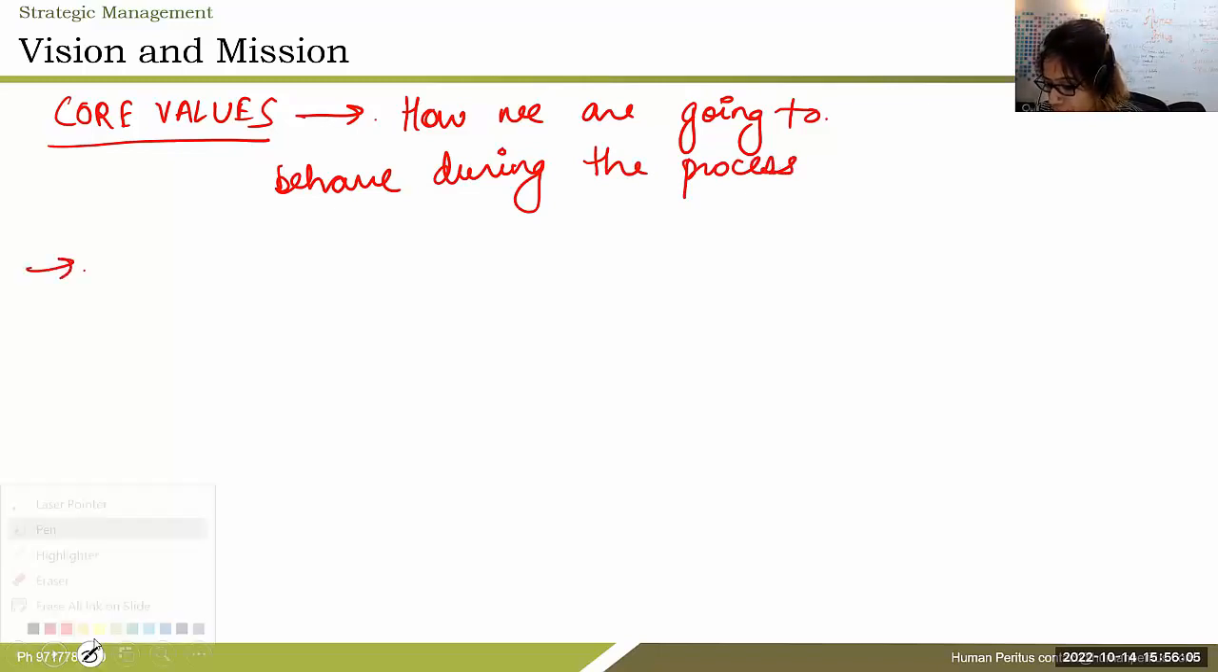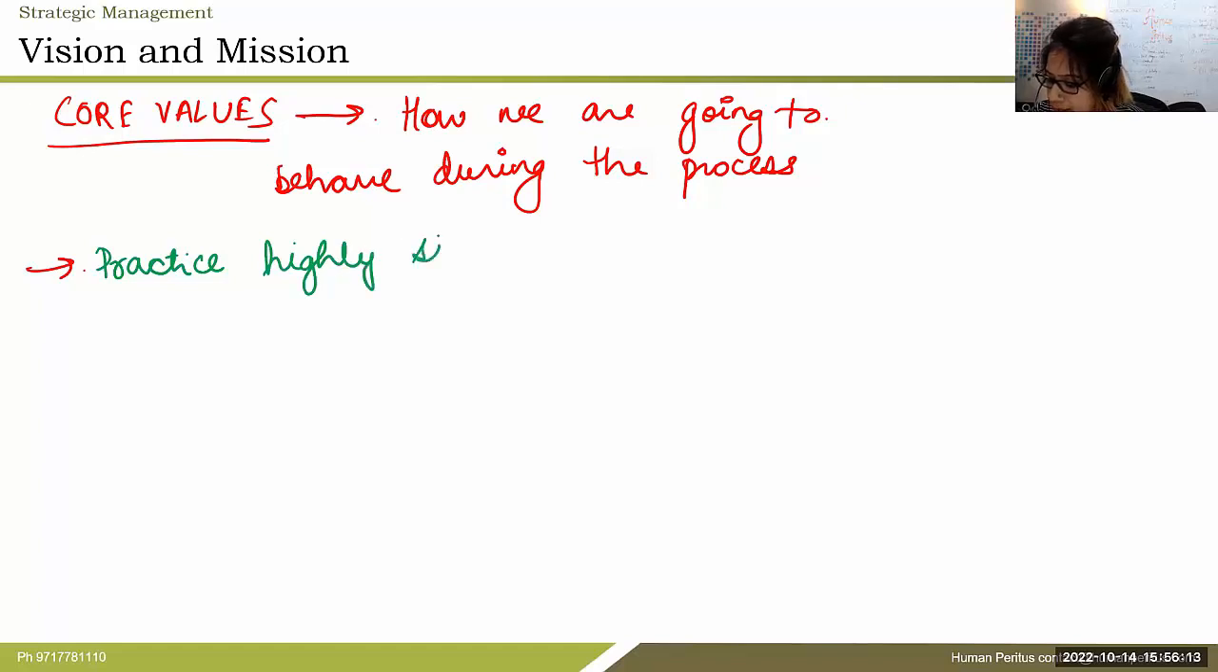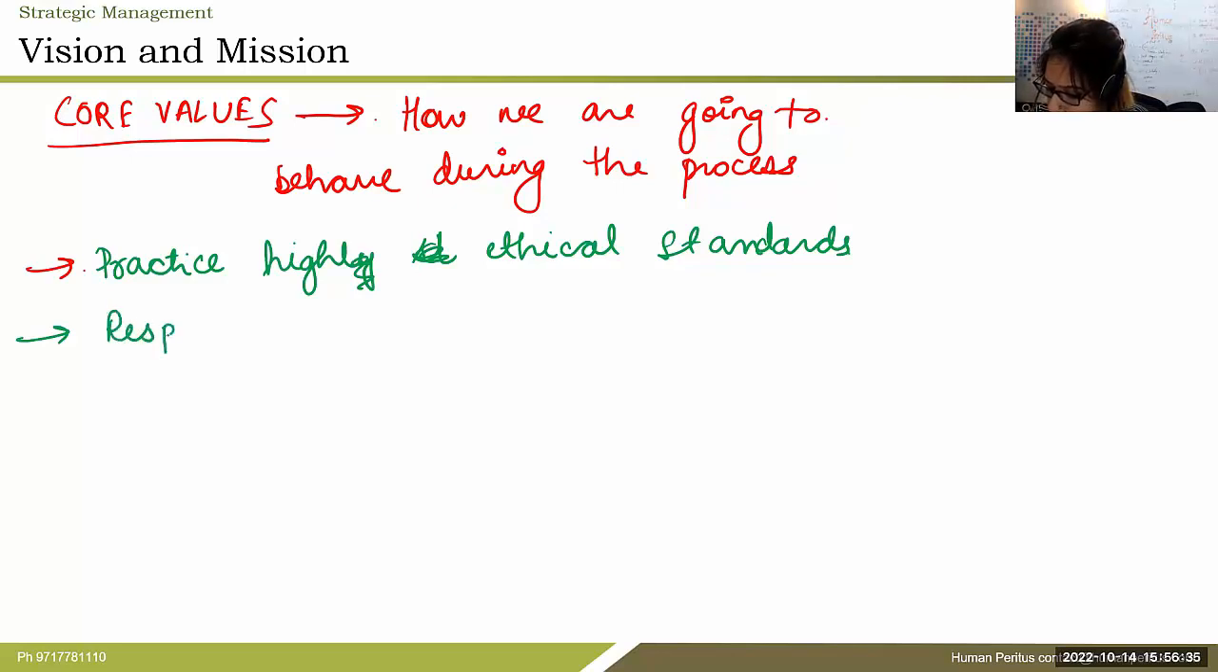For example, what could be our core values? Practice highly standardized or high ethical standards. My core value is that no matter what, the product that I am going to make will never harm the environment. It is going to respect the environment. So that is one of my core values, respect the environment no matter what.